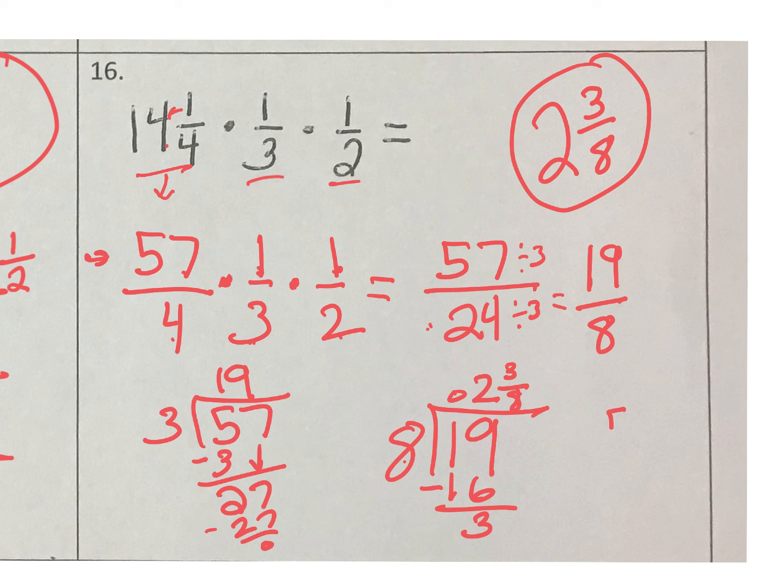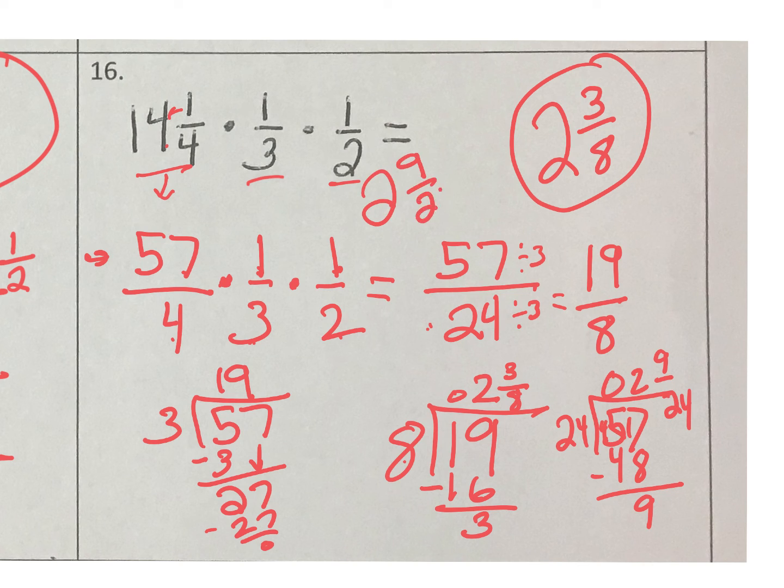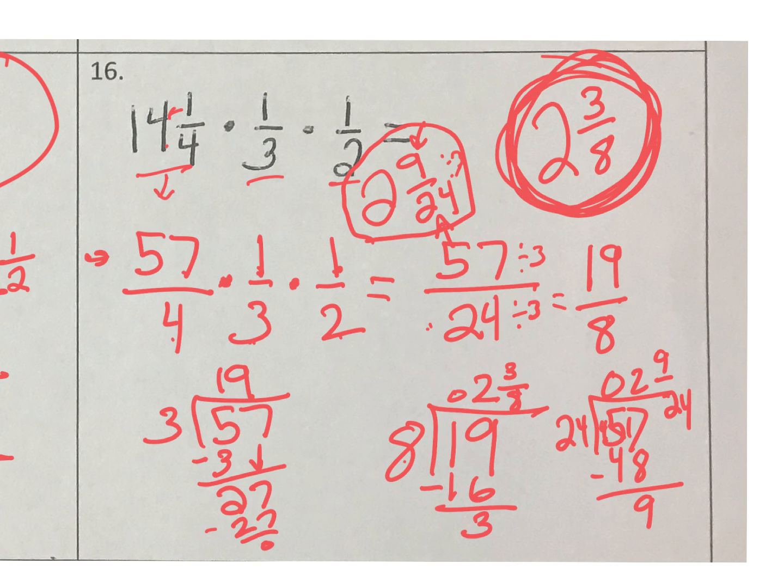Now some people just went 57 divided by 24, which could work because it doesn't go into 5 at all, but it goes into 57 twice. That's 48. And if I subtract that, it becomes a 9. 2 and 9/24. So if you got 2 and 9/24, you were so close. But I know that 3 goes into 9 and 3 goes into 24. So when I divide each of those by 3, it gets me to 2 and 3/8.